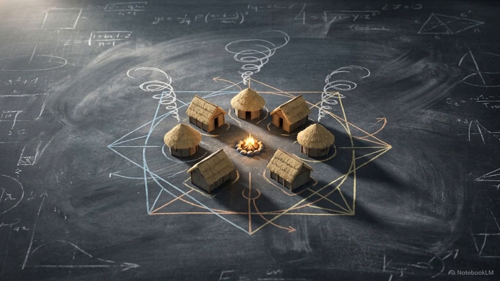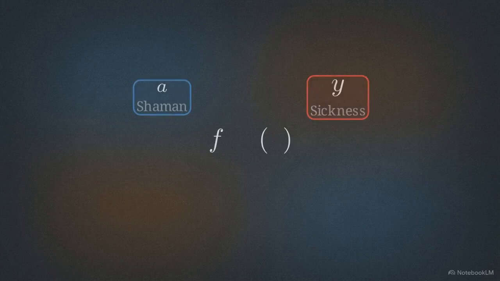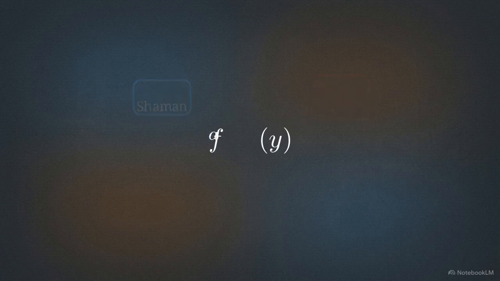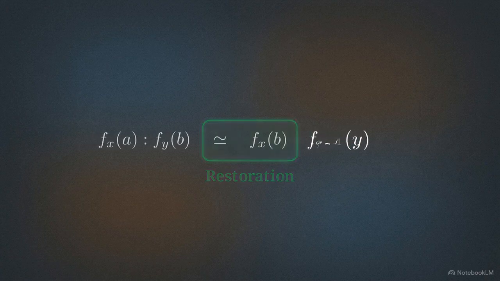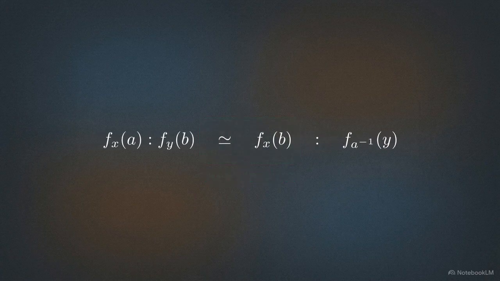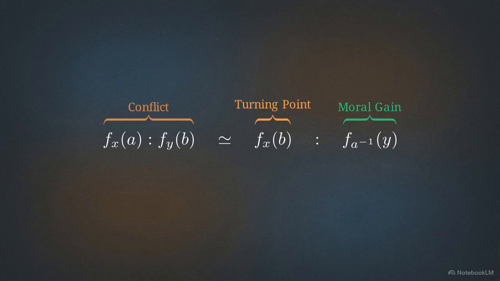resolution for the community. The correct mapping places sickness in the subject position, acted upon by the inverted shaman action. The result describes the sickness being nullified by the shaman force, which represents the myth's restoration of the village. This reveals the three phases of the structural algorithm: the establishment of the conflict, the climax of the turning point, and the final state of moral gain.